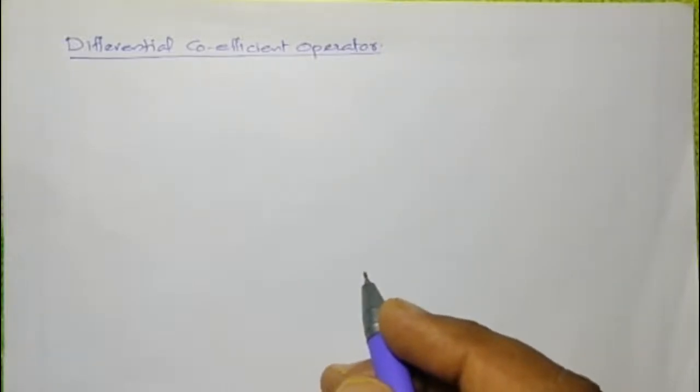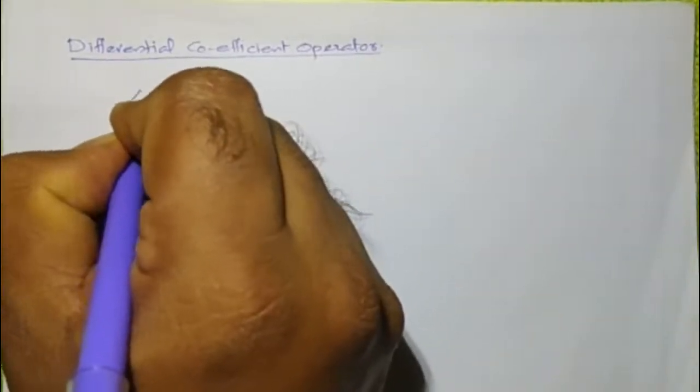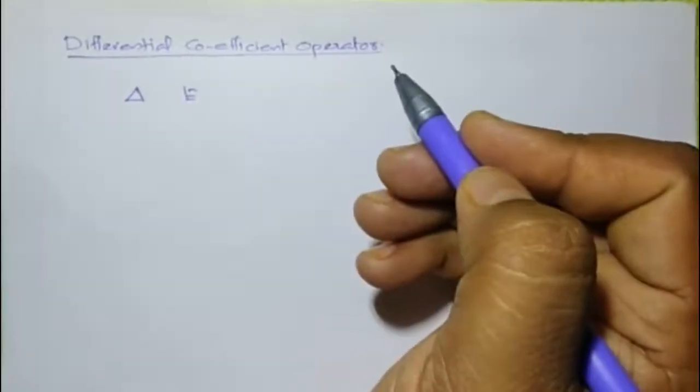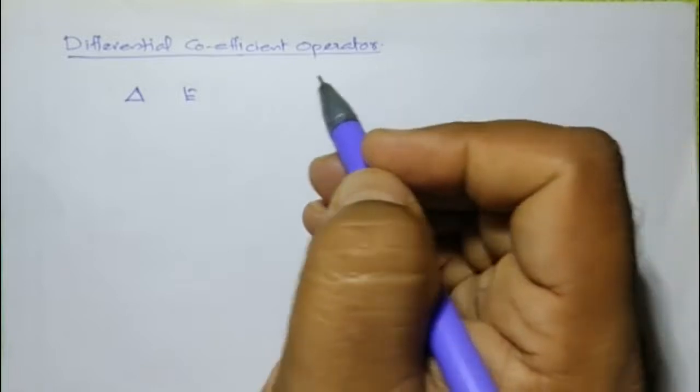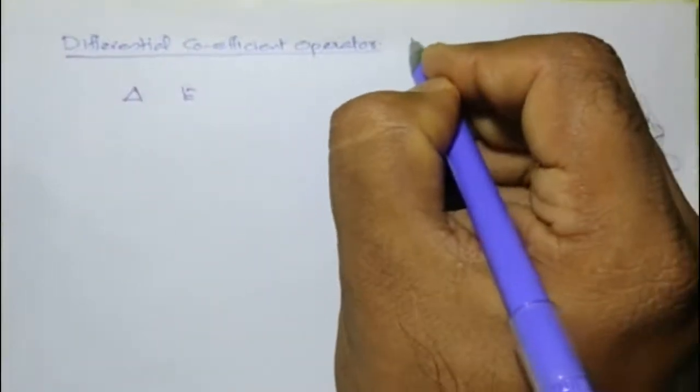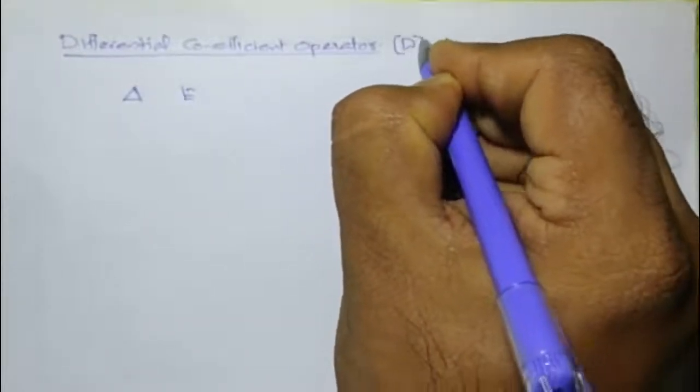So far we have seen the forward difference operator delta and the shift operator E. In this session, we will think about another operator, the differential coefficient operator. It is represented by the letter capital D.